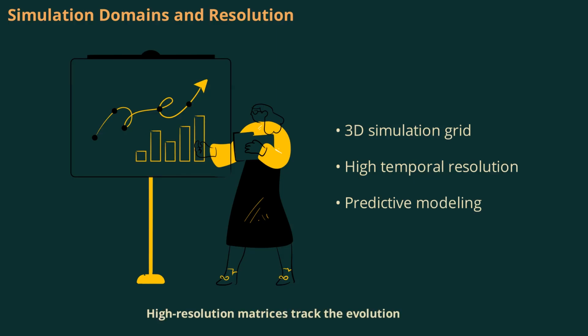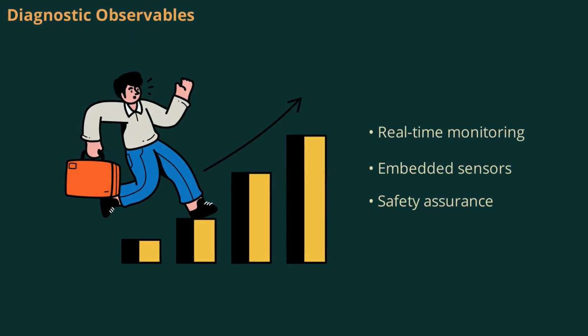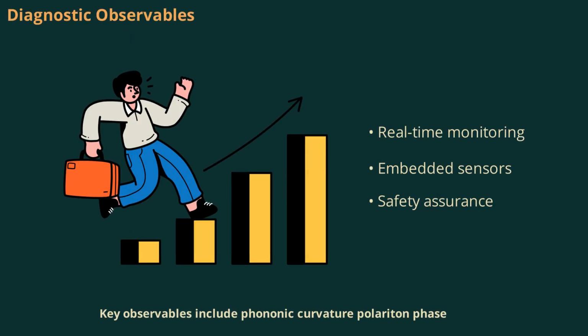High-resolution matrices track the evolution of fields and observables over time. This allows engineers to predict system responses, identify potential issues, and refine control strategies before real-world deployment. Key observables include phononic curvature, Polariton phase, plasma envelope frequency, and excitation energy. These metrics are monitored in real time, both in simulation and on the actual craft. Embedded sensors and diagnostic probes ensure that the system remains within safe and optimal operating parameters.